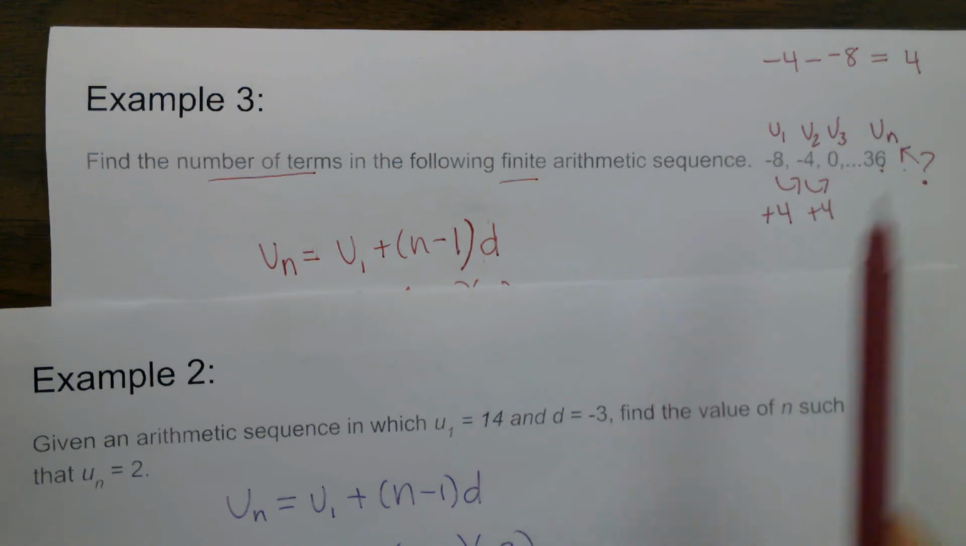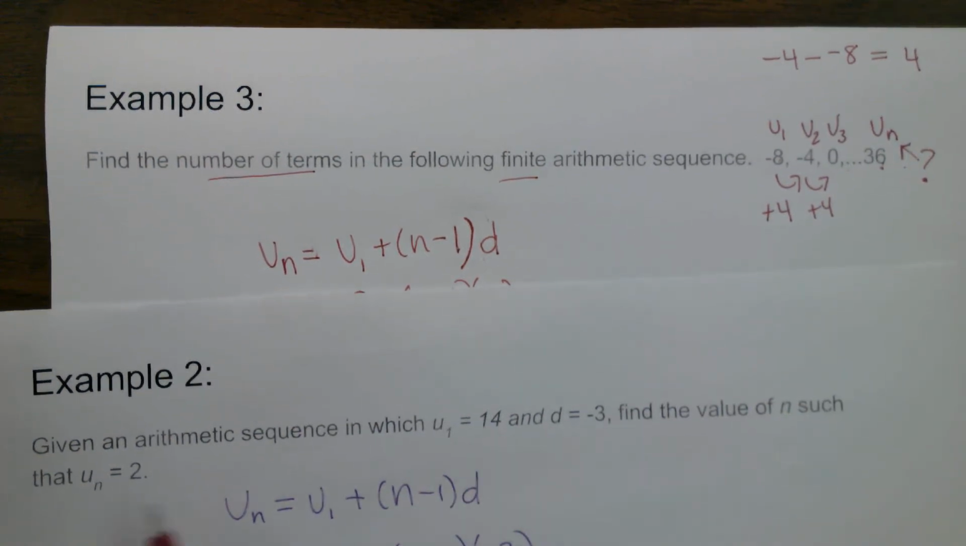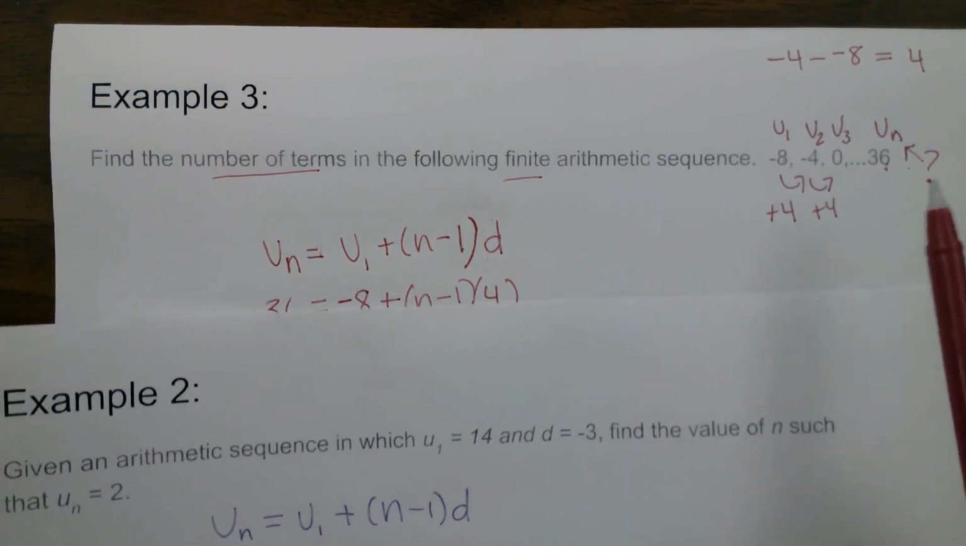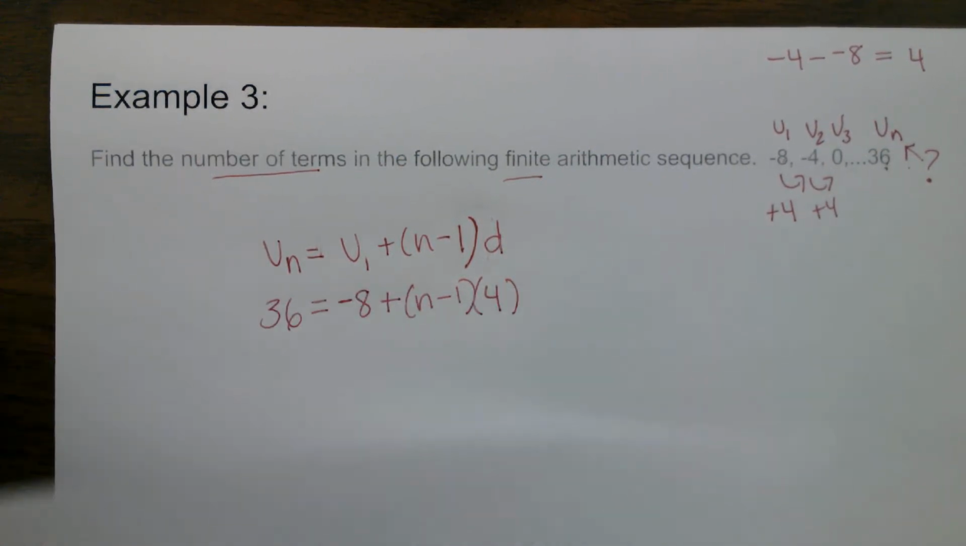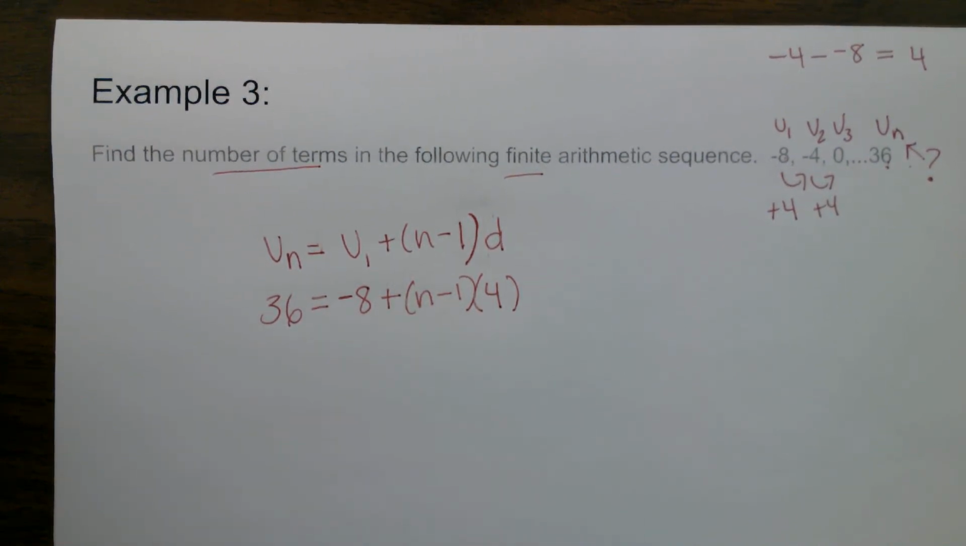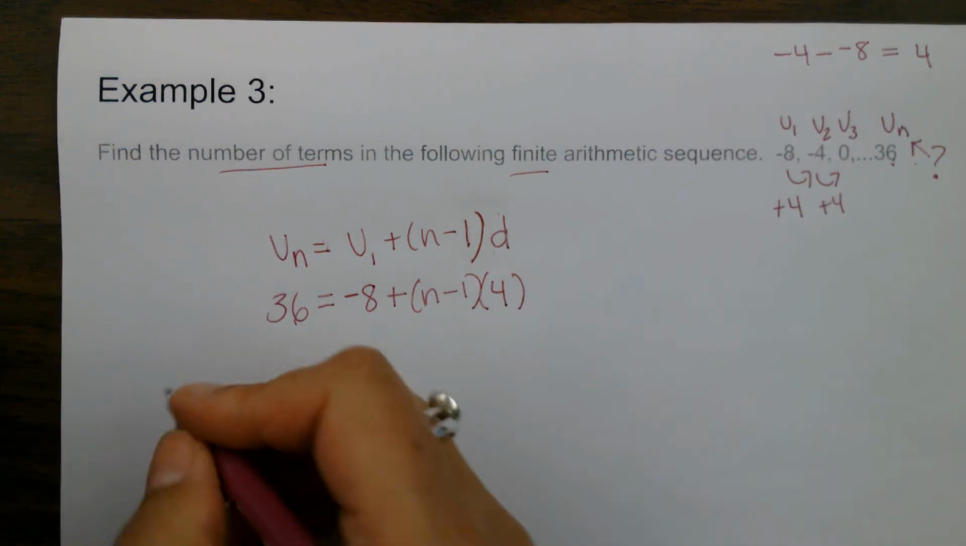In example 2, I gave you the information by labeling everything. In example 3, I gave you the information as a sequence and you had to find the information. We use the same general form. We are using substitution. We substituted all of the numbers that we had. And now, yes, we have to solve for n.